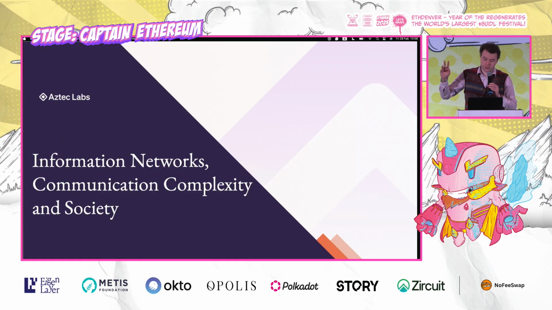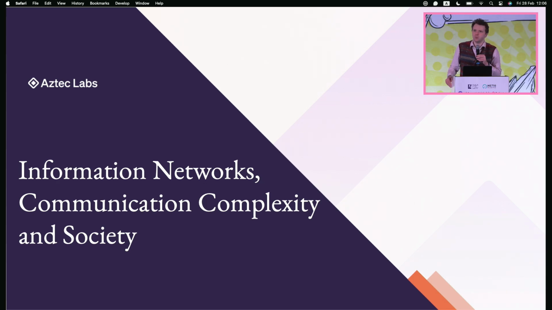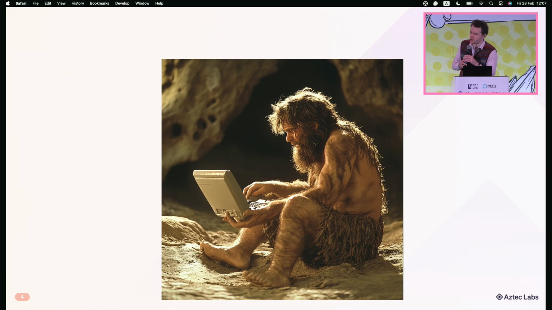So I want to go on a bit of a tangent before I go into that and talk a little bit about information networks and communication complexity. Because I think this is important. It's important to understand why a blockchain is such a big deal, why privacy is so important and required for blockchain to succeed. So I want to give a little thought experiment.